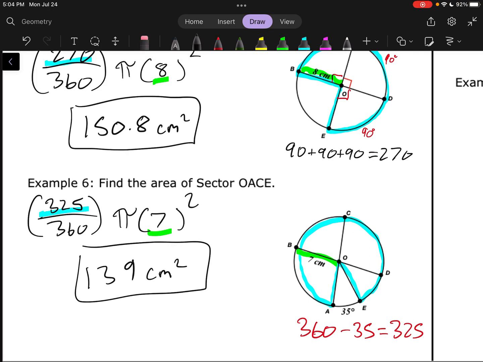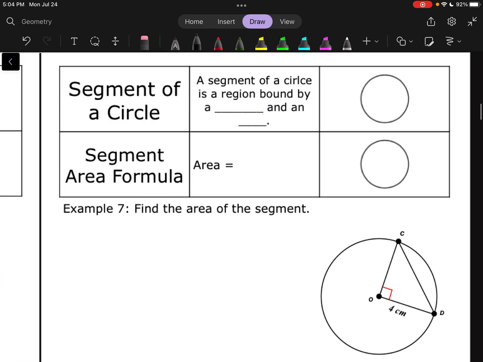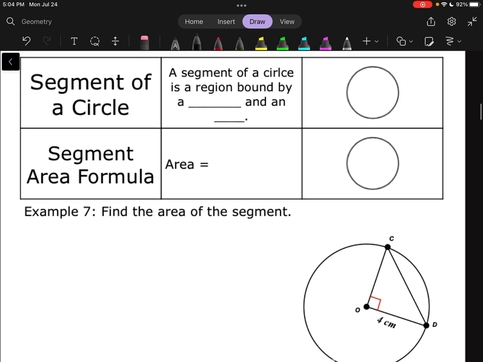All right, so hopefully you feel good about those two formulas. Those two are pretty straightforward. Let's get to one little tricky thing for this lesson. It's going to be talking about these things called segments of a circle. Now, a segment of a circle is a region bound by a chord and an arc. Now, you probably remember that a chord is a segment connecting 2 points on a circle. So it is bounded by the chord and the arc that it intercepts, that it cuts off there. So a segment of a circle is this part right there.